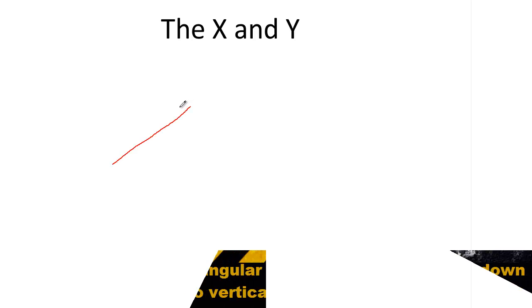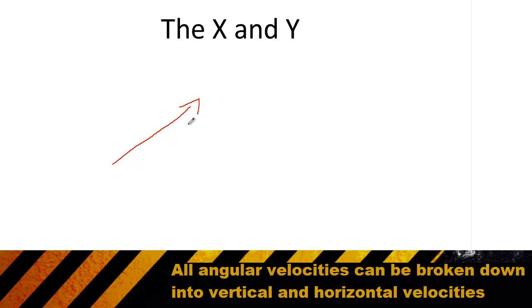On the MCAT, projectile motion problems are simply talking about objects traveling at some kind of angle. And when we talk about something traveling at an angle, we need to break that down into its x and y direction. The x and y direction refers simply to the coordinate plane that you may remember from geometry. The x, that's your left and right. The y, that's your up and down.